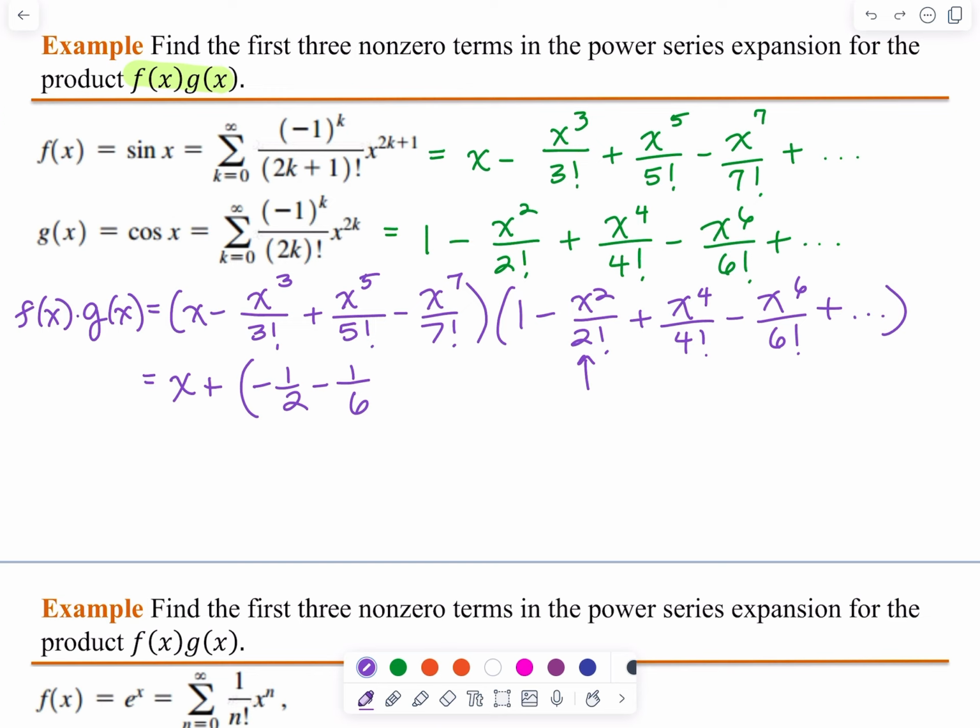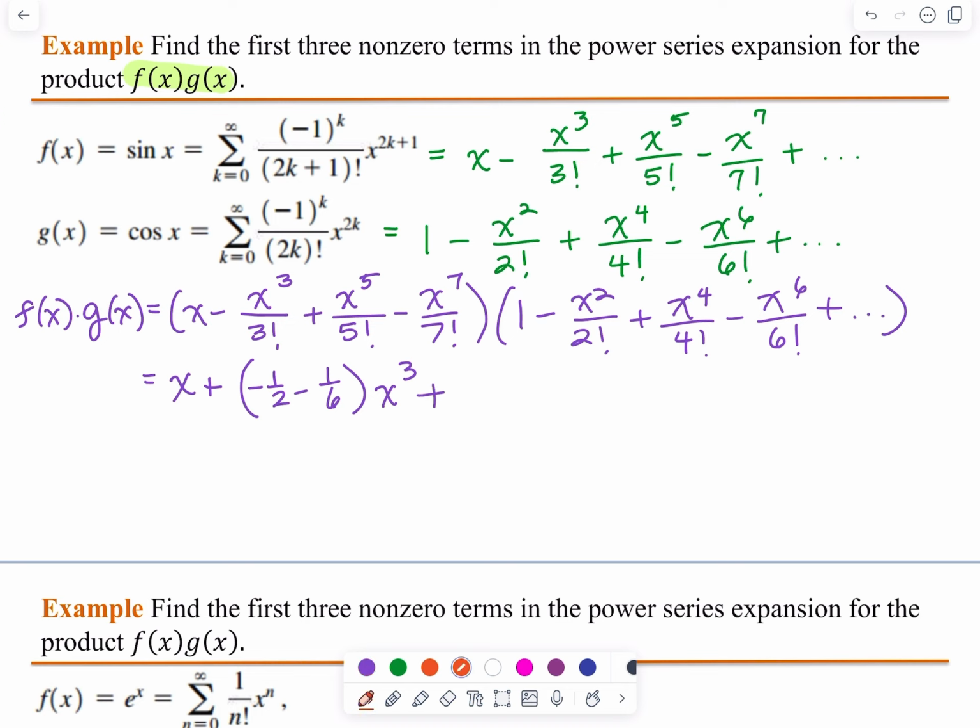And those will be my x cubed terms. I wrote those awful big. Negative 1/2 minus 1/6. And those are my x cubed terms. And now we're going to come up with our x to the 5th terms, because that's going to be the next. And how are we going to get an x to the 5th?